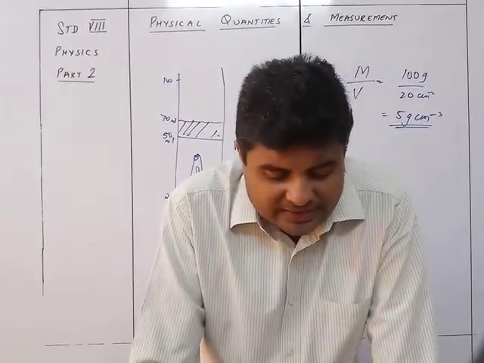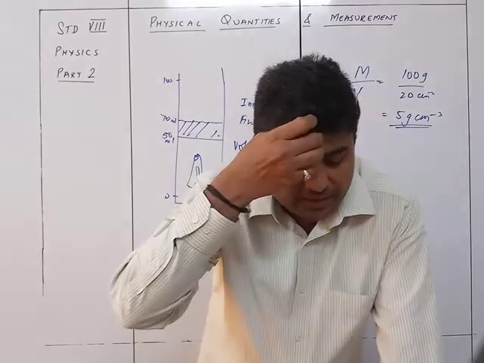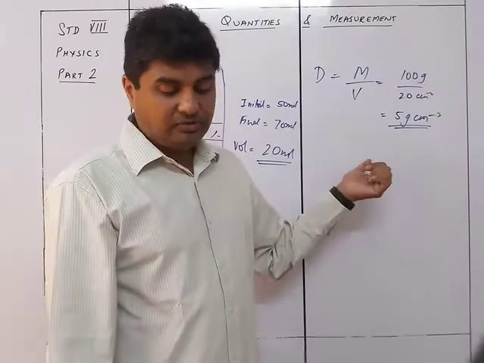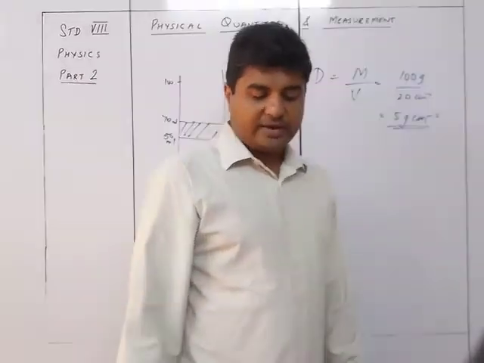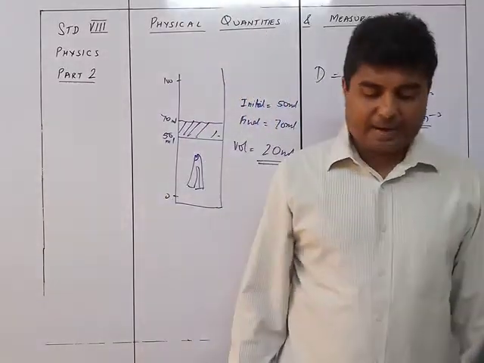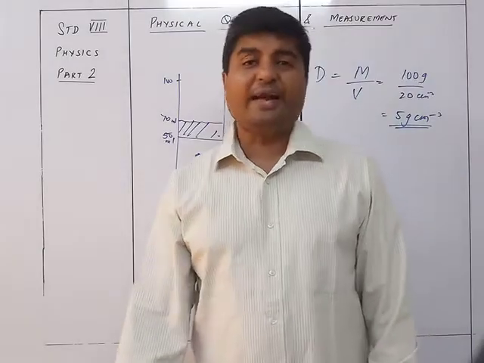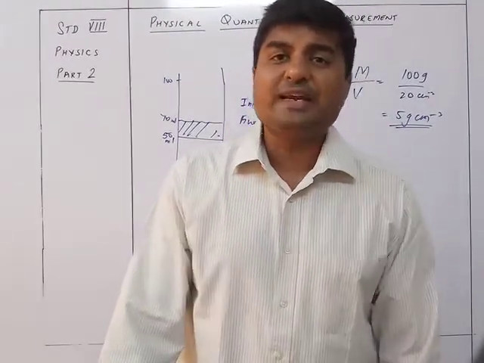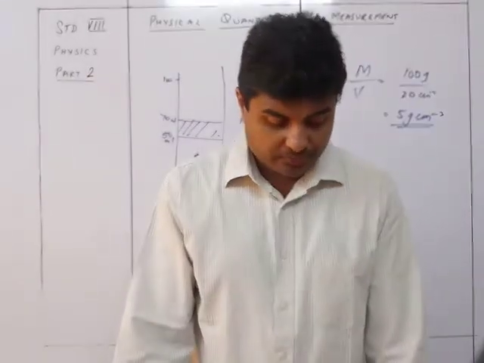Then calculate the density of the solid by using the following formula, mass upon volume. So mass was 78 grams and the volume is 10 centimeter cube. So the density is 7.8 gram per centimeter cube, where 1 ml is equal to 1 centimeter cube. 1 ml of water is equal to 1 centimeter cube of water.